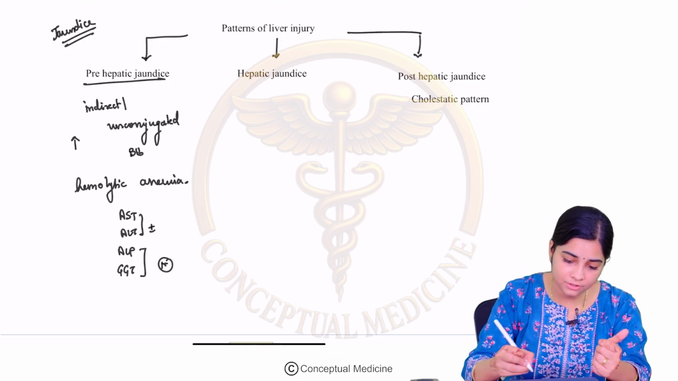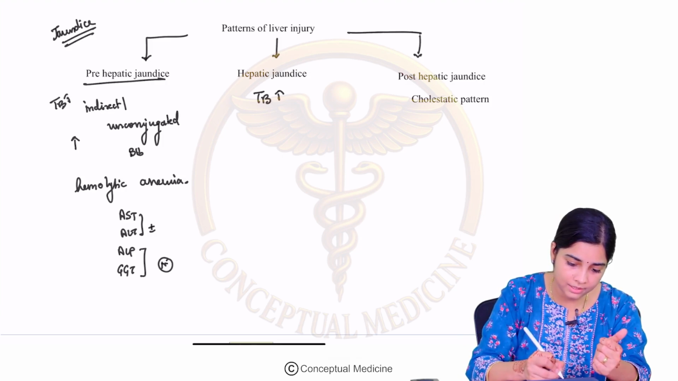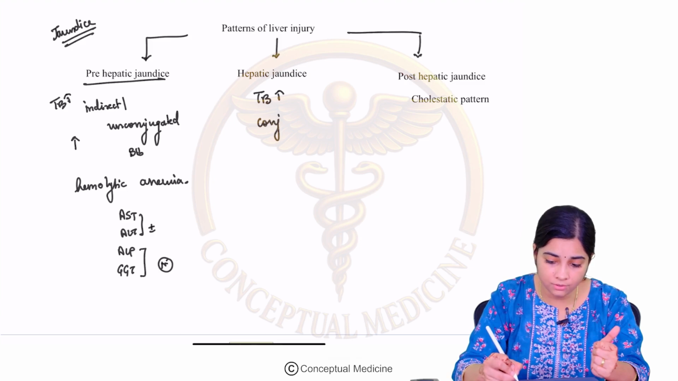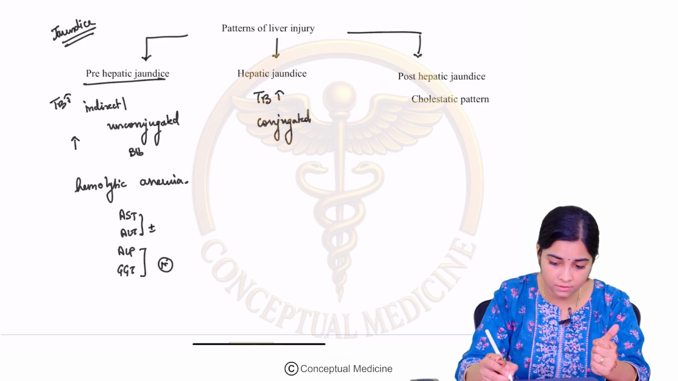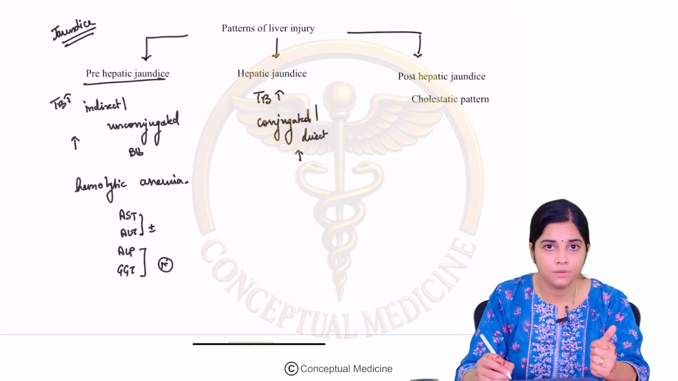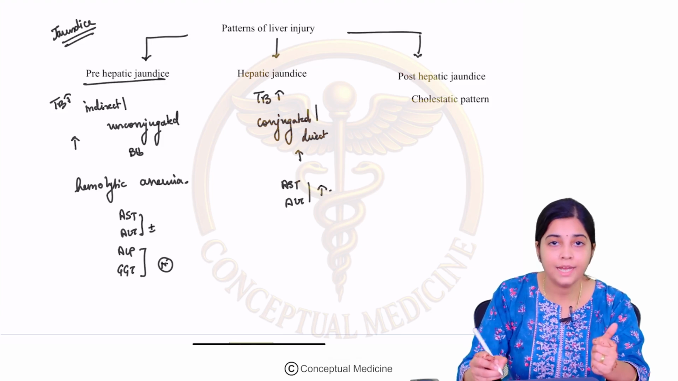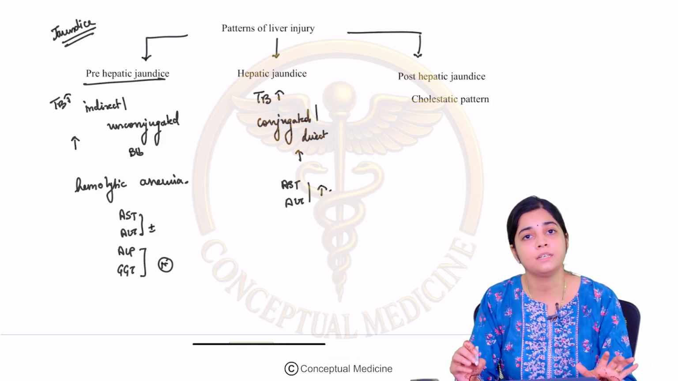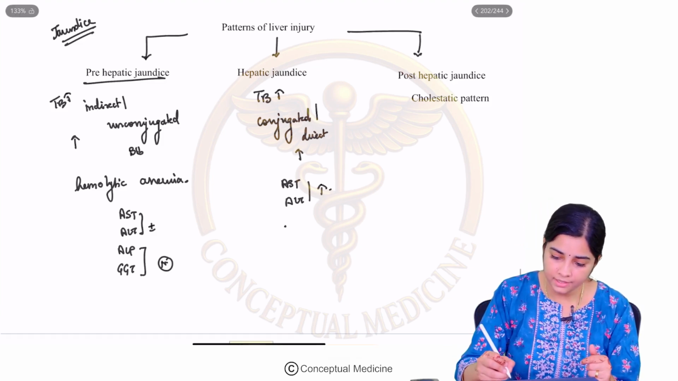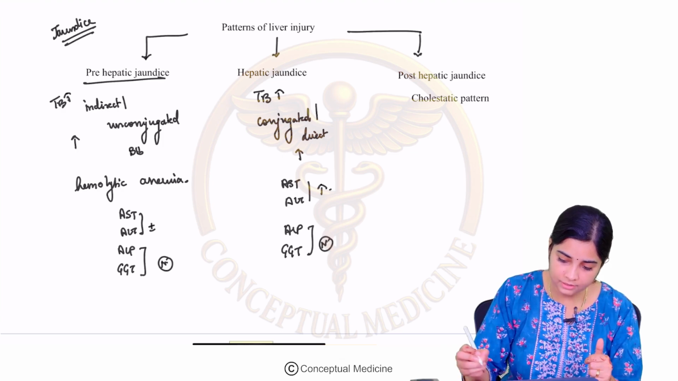In your hepatic jaundice, the total bilirubin is increased here as well. What type of bilirubin gets elevated? It is your conjugated or direct hyperbilirubinemia. Okay, AST ALT will be elevated, and you can see the patterns of AST ALT elevation to have an idea about the suspected cause, right? ALP GGT will be normal in your hepatic jaundice.